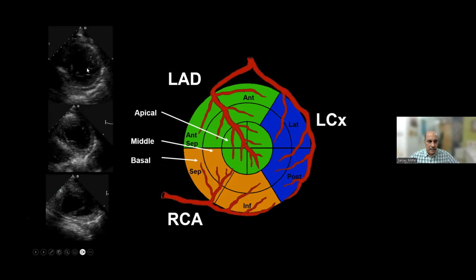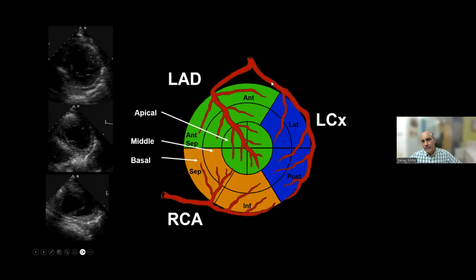The LAD is running in the anterior interventricular groove from the base to the apex, winding around the apex and supplying all the areas around it, the diagonals and the septal branches: the first diagonal, the first septal, the second diagonal, second septal, and like that.